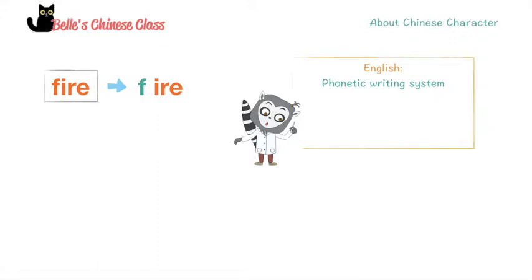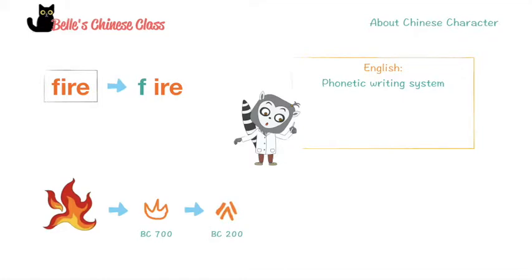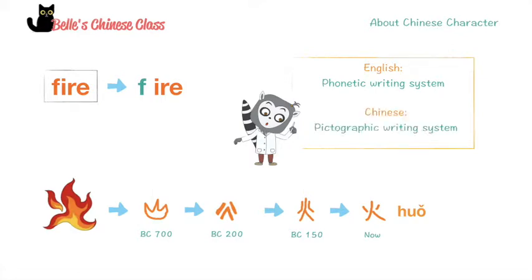Let's look at the picture of fire first. If we simplify the picture of fire, we have something like this. And let's make it even more abstract and simpler. Then it becomes the character 火. As you can see, the Chinese writing system is based on the drawing of things, and each Chinese character is a picture of an object or a picture to describe something. This is called a pictographic writing system.